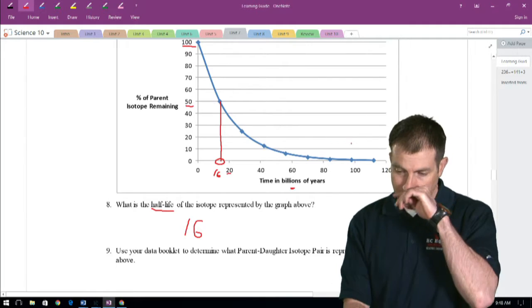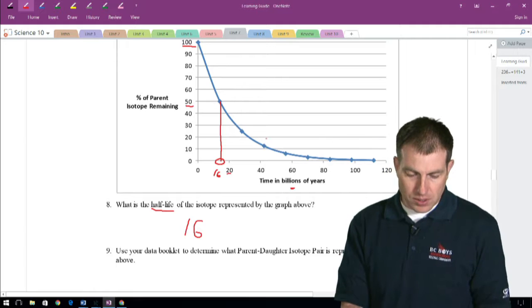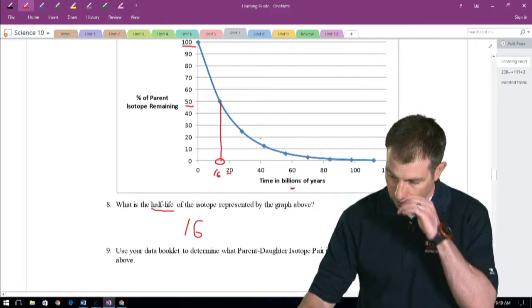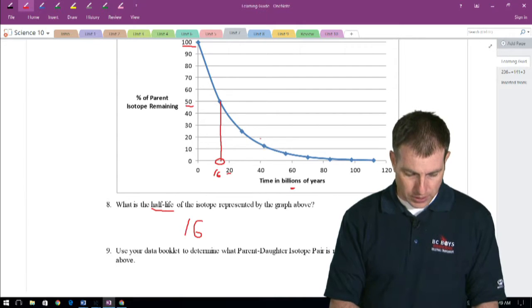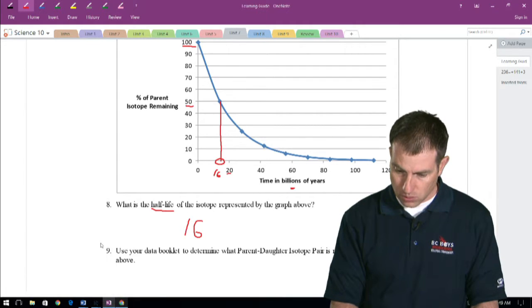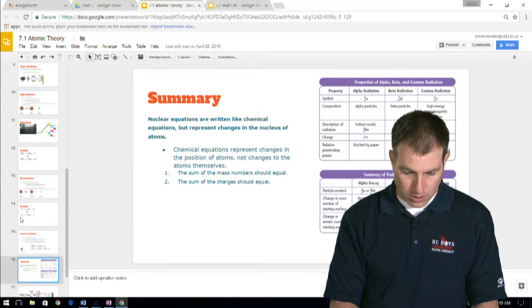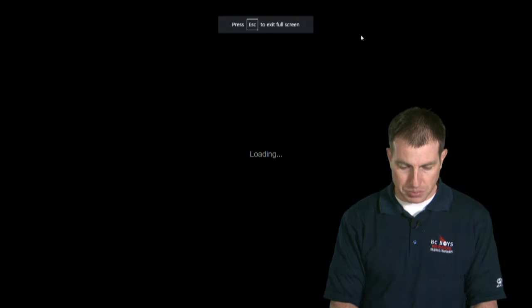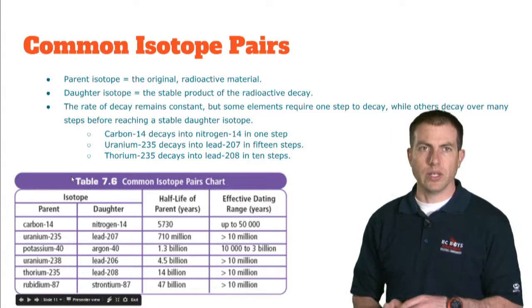All right, so 16 billion years. Let's get back to this. What I can do now, Costin, once I figure out the length of time the half-life takes, I can go to the common isotopes pairs chart on page 12 of your data booklet, which kind of looks like the one in the notes. So I'm going to jump to the one in the notes because I have it accessible. Wrong one. All right, so this is the common isotopes pairs chart. Looks almost the same as the one in your data booklet.